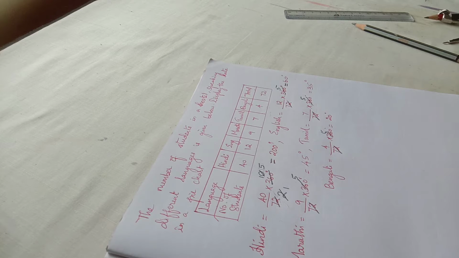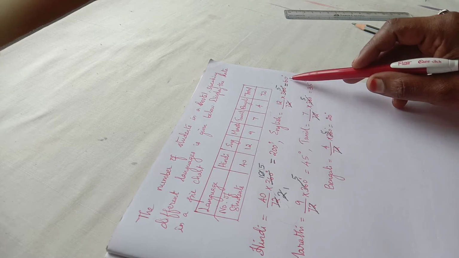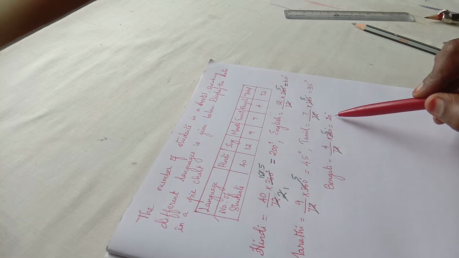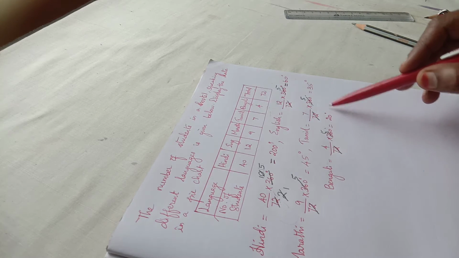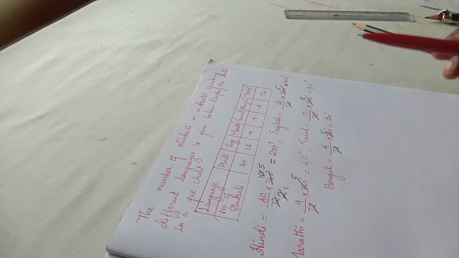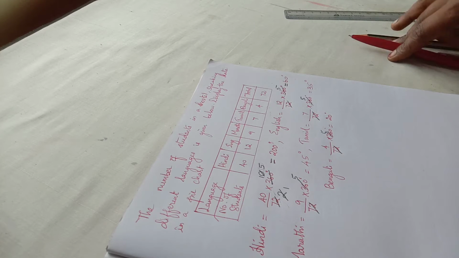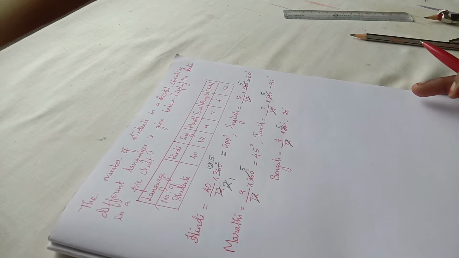So now we found the central angle for each language: Hindi 200, English 60 degree, Marathi 45, Tamil 35 and Bengali 20. To confirm your answer, what should you do? Add the central angles. You will surely get 360 degree. So now let's draw a circle graph, a pie chart.